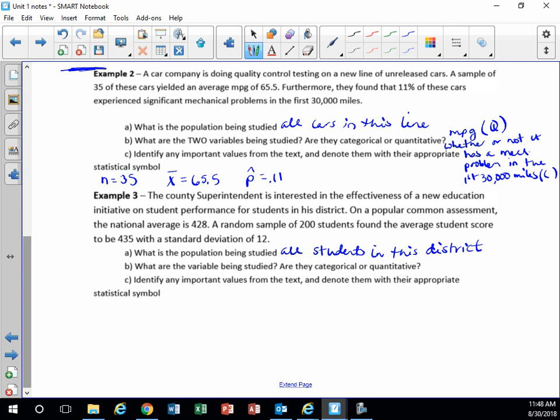Okay, variables. What do you think? What's one variable? Score on this test, right? And what kind of variable is this?